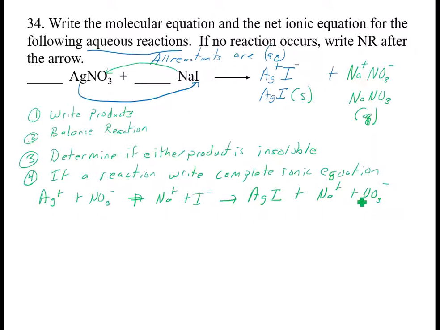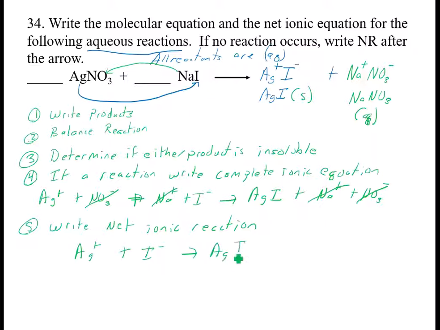Silver doesn't exist over here. Nitrate does, so I cancel it out. Sodium exists over here and over there. So step 5 is write the net ionic equation. I have Ag plus and I minus goes to form AgI.